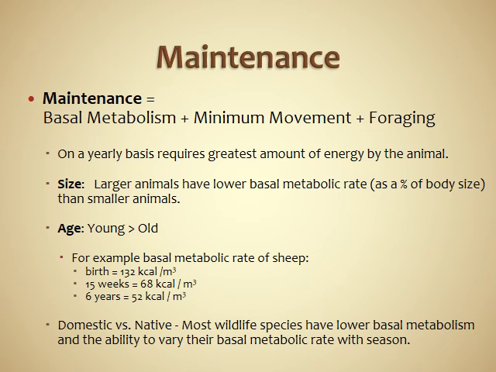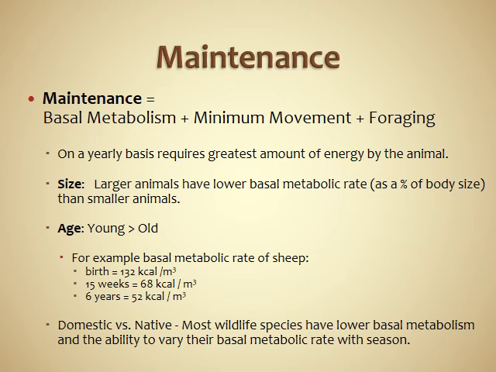On a yearly basis, this is the greatest amount of energy that is needed by the animal. Just staying alive is the biggest proportion of energy needed by the animal. This is influenced by a few things. Size, for example. Larger animals actually have a lower basal metabolic rate as a percentage of their body weight than smaller animals. So, for example, a cow or an elephant has a lower basal metabolic rate and therefore a lower amount of energy that goes to maintenance or to basal metabolism than smaller animals like dik-diks and deer and sheep.